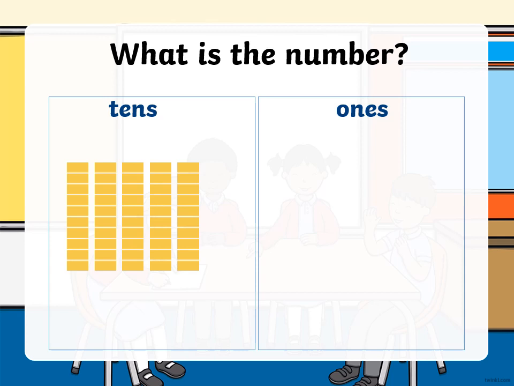What is the number? Let's count the tens. 1, 2, 3, 4, 5. Let's count by tens. 10, 20, 30, 40, 50. What about the ones? What's happened here? There's no ones. So our number is 50.